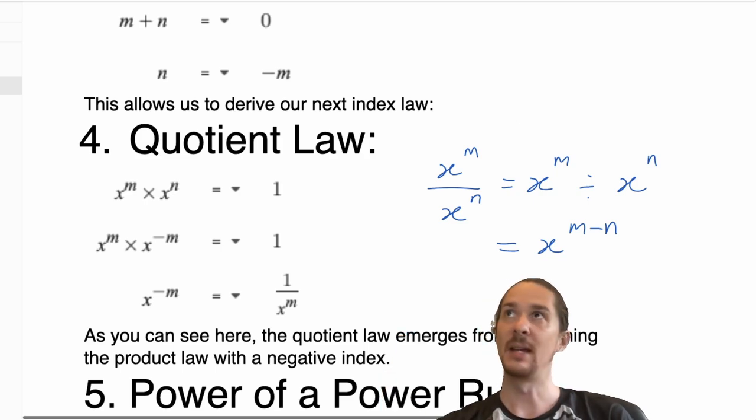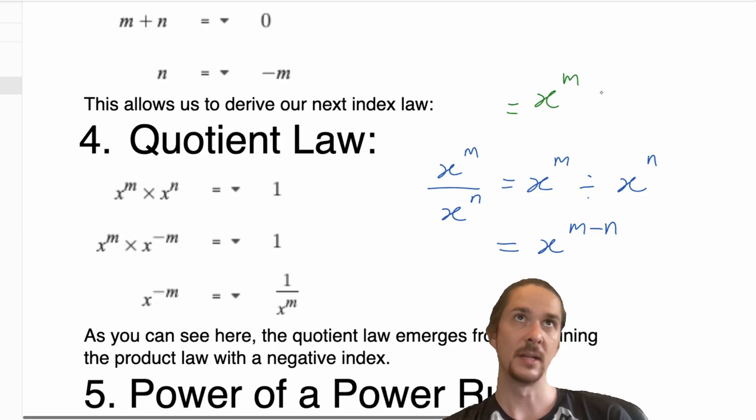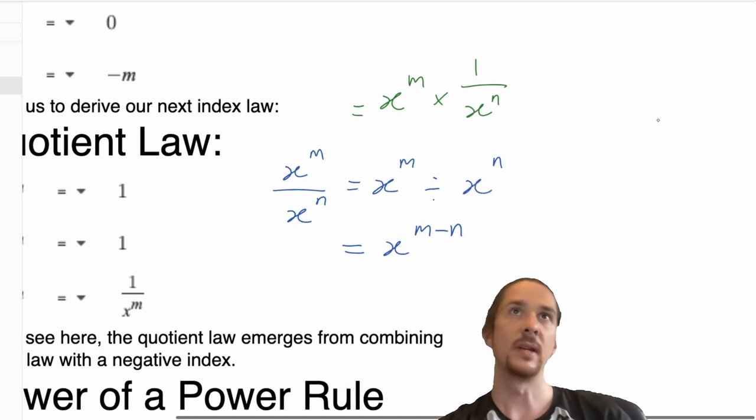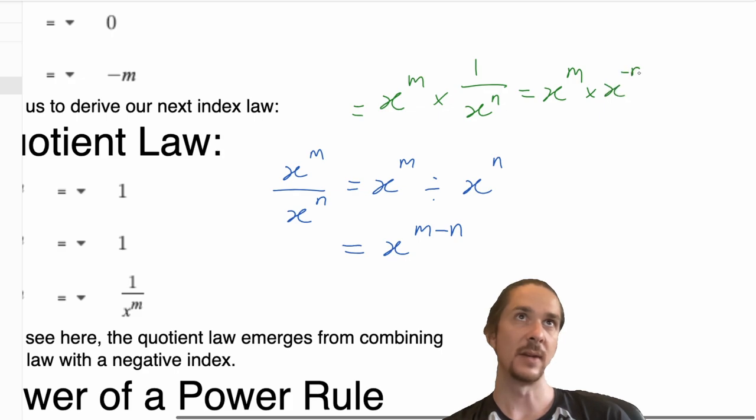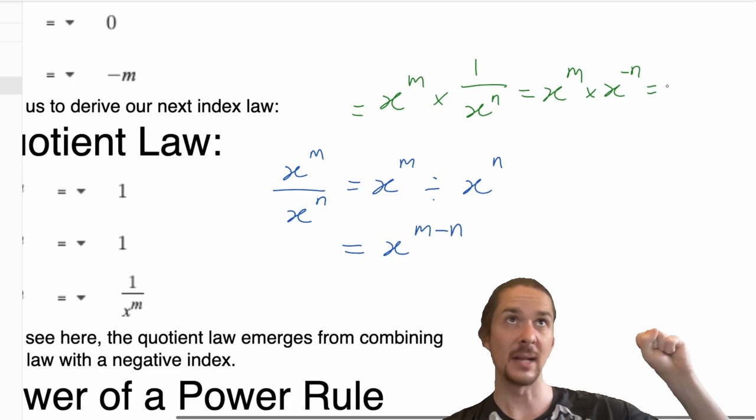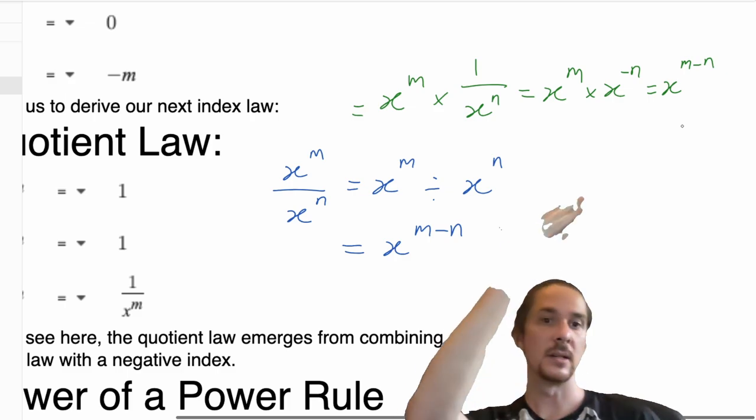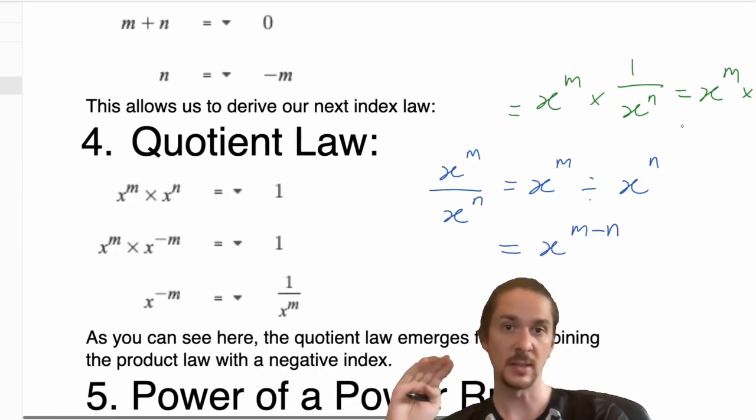So let me add this extra little explanation up here. That's like x to the m times 1 over x to the n, okay? And if we follow through with what we know, that's x to the m times x to the negative n. And now using our product rule, we add m and negative n. So we have x to the power of m plus negative n. And so again, this is another derivation of the same thing. This is our quotient law.